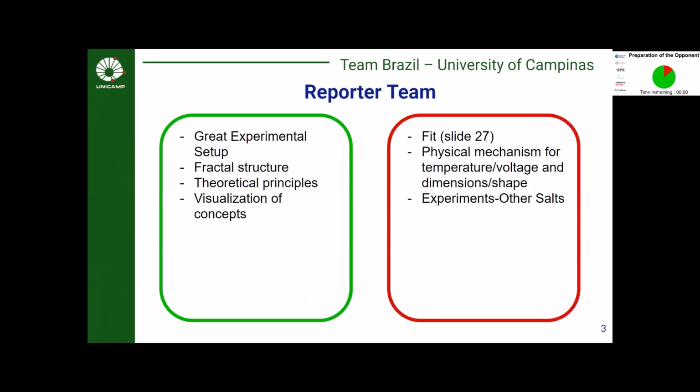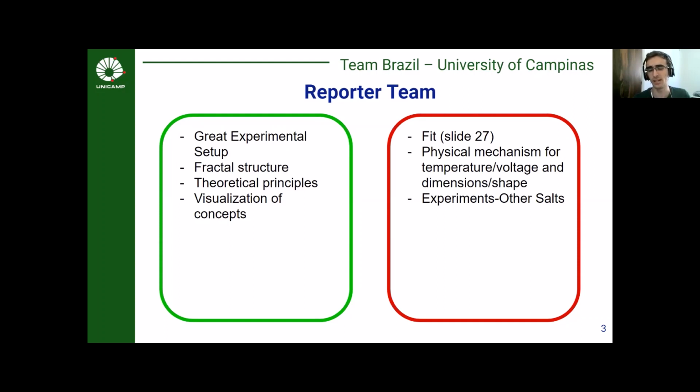So to give a quick overview of the presentation, we found that the Russian team built a great experimental setup. There was a very good video quality, and it was very easy to see the phenomenon. Their simulations were presented clearly, and we were very satisfied with the overall clarity of the presentation. The fractal structure was discussed at reasonable length, and they attempted to define it with care. They made a short overview of theoretical principles, and they provided very nice visualizations for most of the concepts they discussed. So it was very nice to watch this part of the presentation.